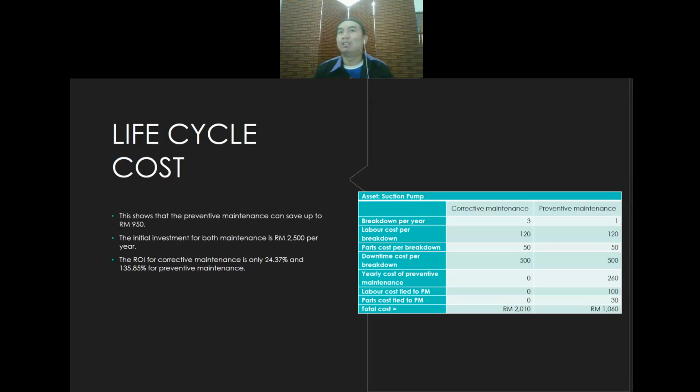As for the initial investment, the budget for both maintenance per year is 2,500 for the suction pump. So the return on investment can be calculated, and for corrective maintenance it's only 24.37%, rather than preventive maintenance, which is 135.5%.